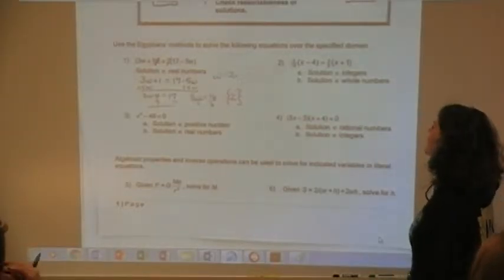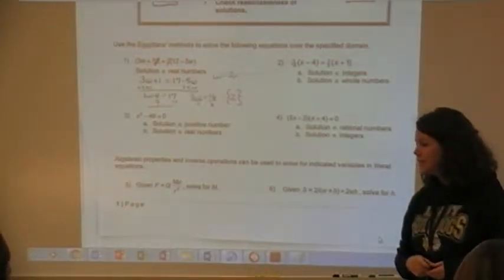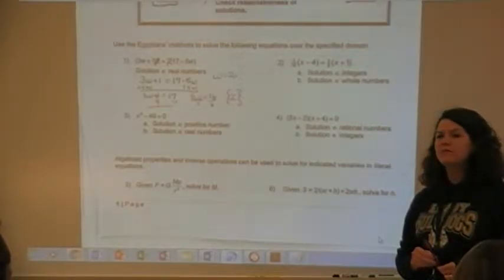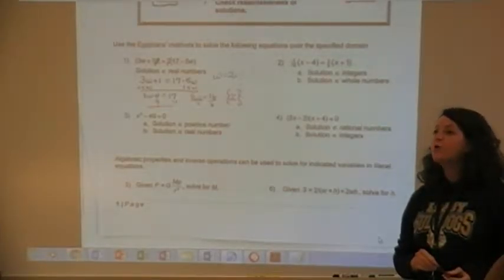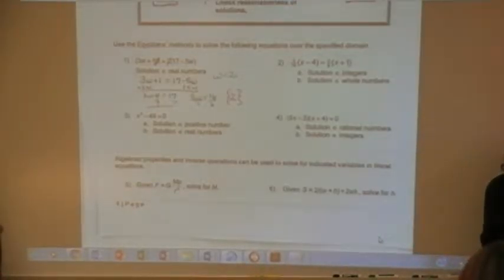Okay, on number 2, clear the fractions. We're going to clear fractions first. Does anybody remember how to clear a fraction? You get the same denominator and then subtract. No, I don't have to. You multiply by the denominator, whatever denominator you're trying to get rid of.